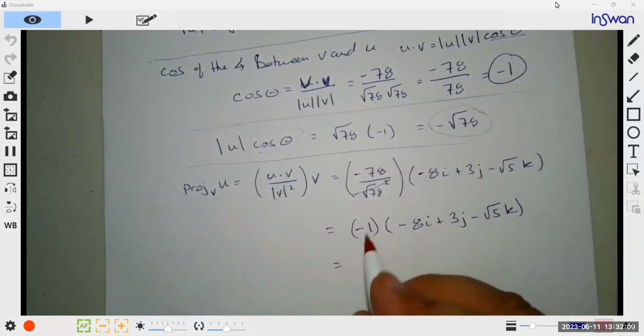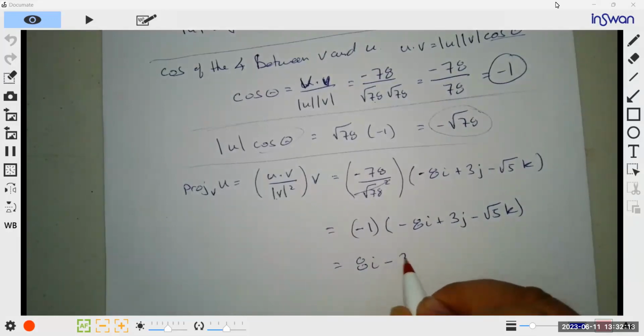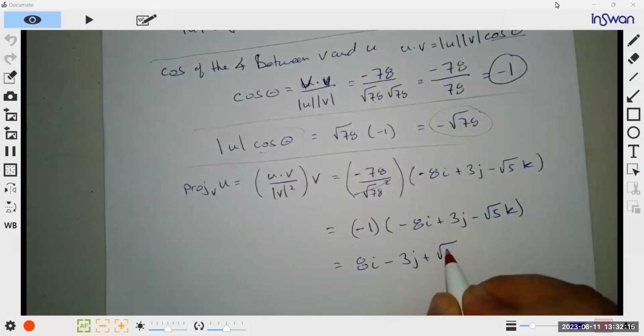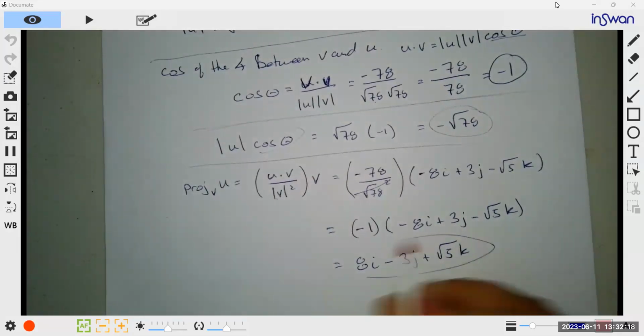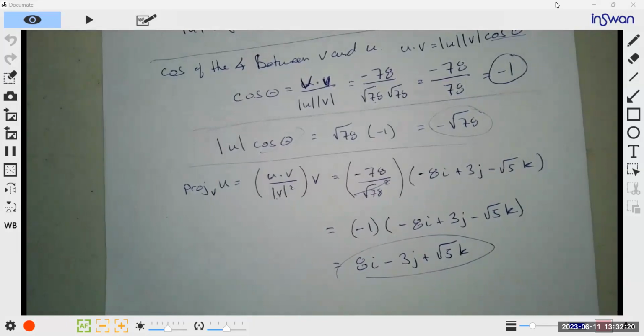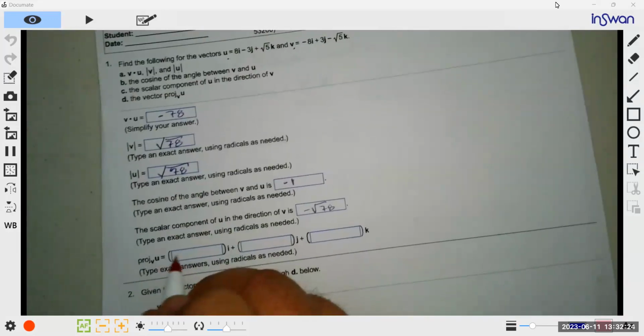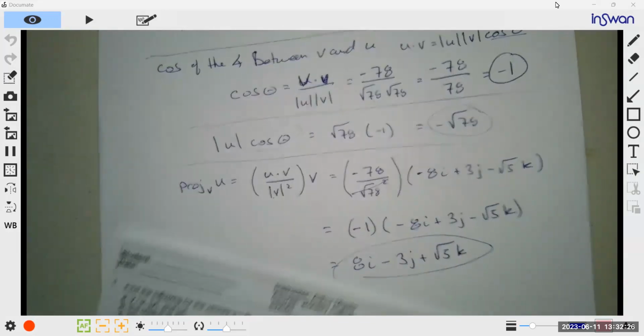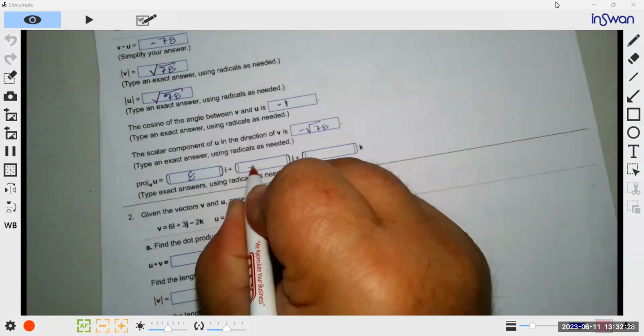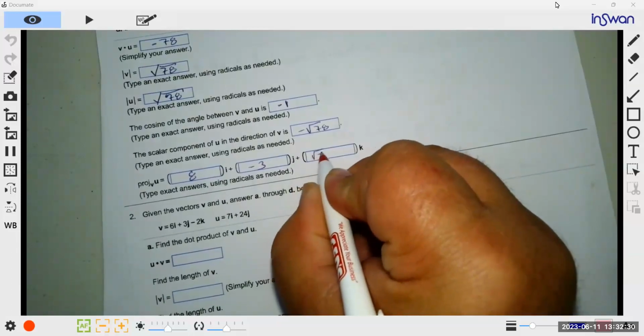So the projection of u onto v is positive 8i minus 3j plus radical 5k. So we have 8, negative 3, radical 5.